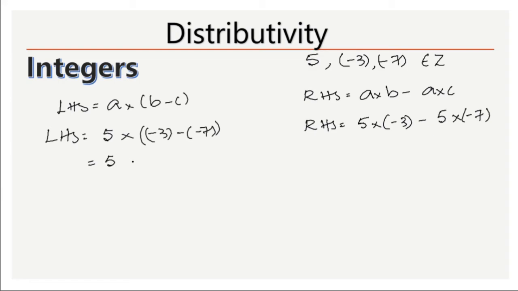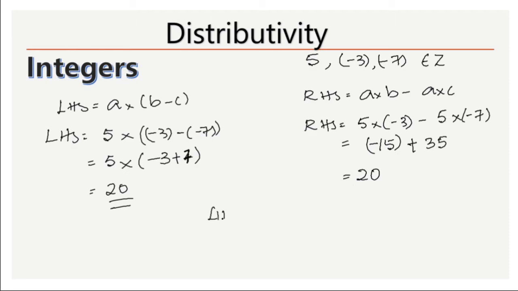So here we have 5 multiplied to, this becomes negative 3. Negative of a negative number is positive 7. So 7 minus 3 is 4. It becomes 20. In the right hand side we have negative 15. This becomes negative of negative, it becomes positive 35, and the sum becomes positive 20. Hence, once again we have verified the distributive property of multiplication over subtraction in integers.